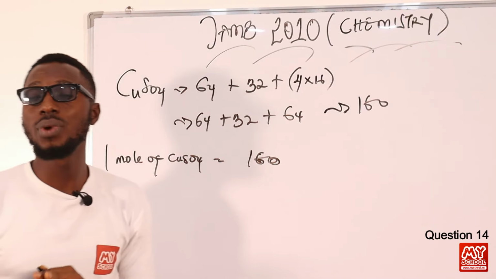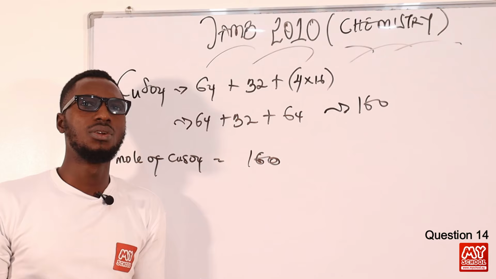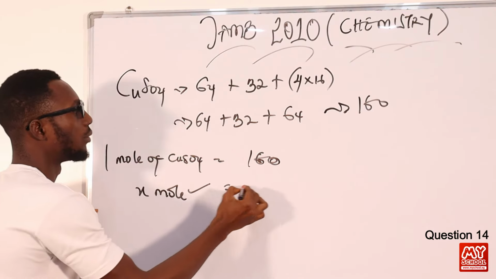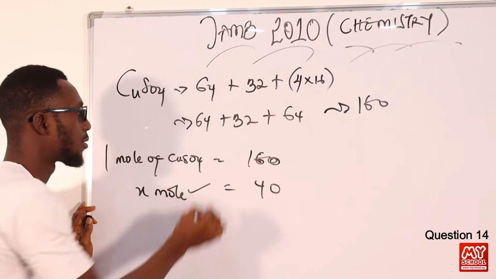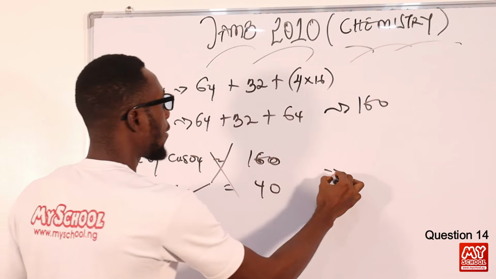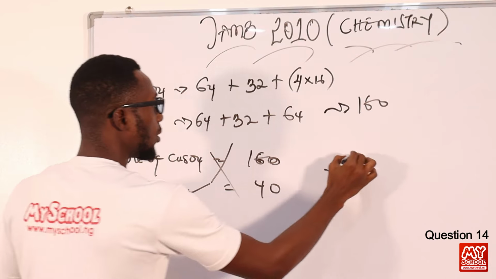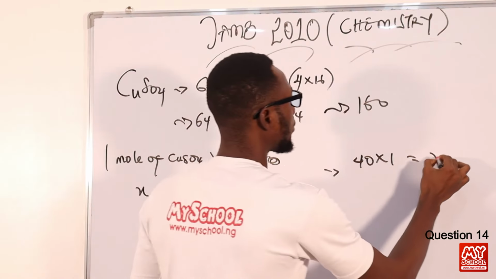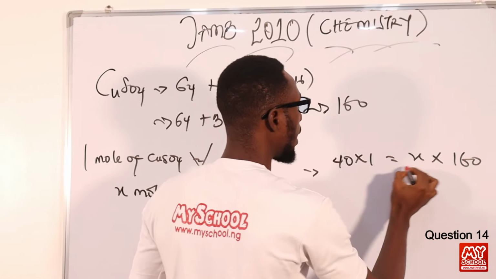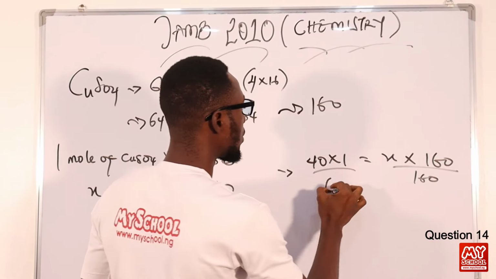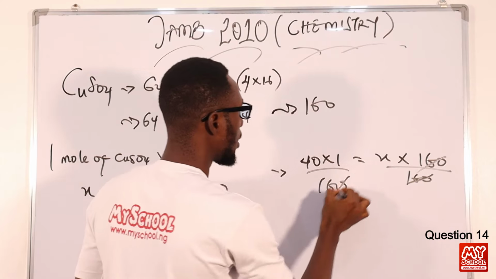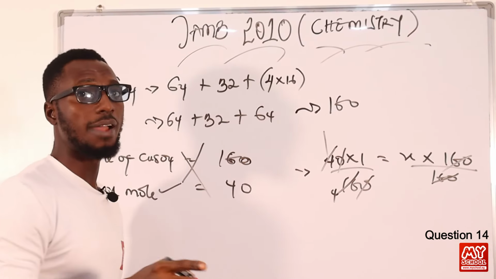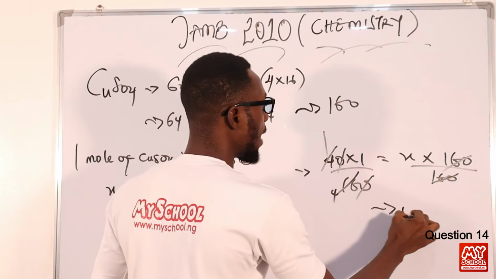From what we are told, 40 grams. So X mole of this same compound will give us 40. Let me cross multiply: 40 times 1 equals X times 160. Dividing both sides by 160, the zero cancels zero, and 1 divided by 4 is 0.25.